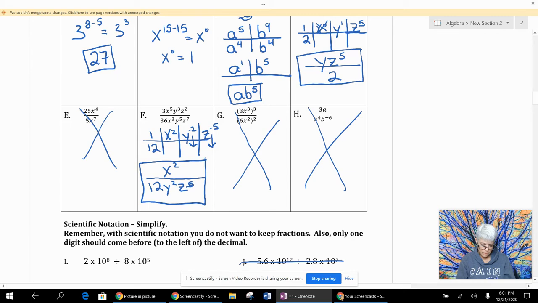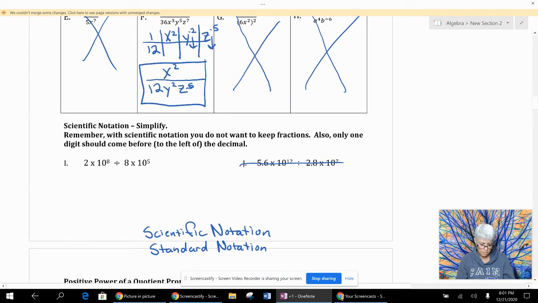Moving on. How about scientific notation? So scientific notation, I'm going to go ahead and stack them like I've always stacked, how we've been stacking them. I can stack like terms. So instead of this divided by that, I'm going to just go ahead and stack. I'm going to put the 8 times 10 to the power of 5 down here.